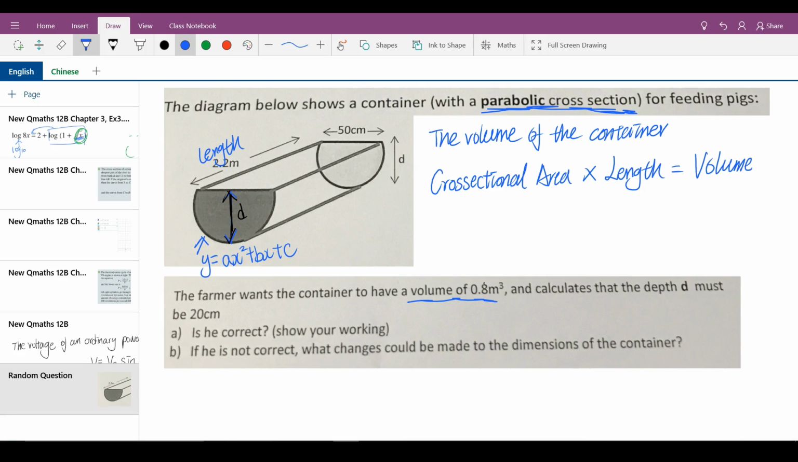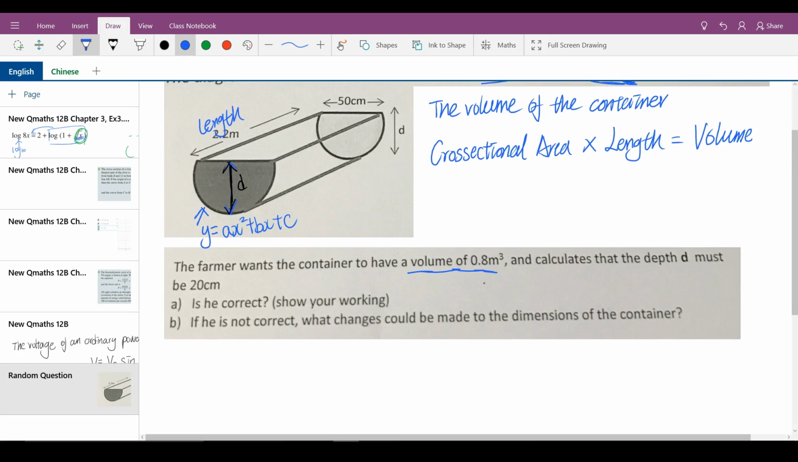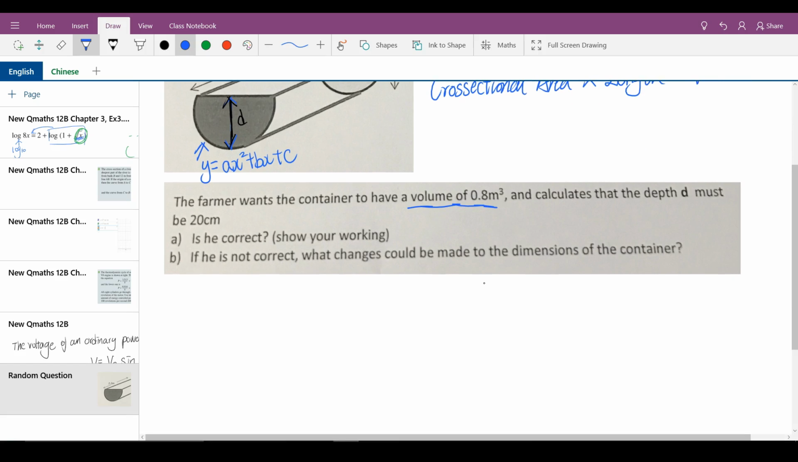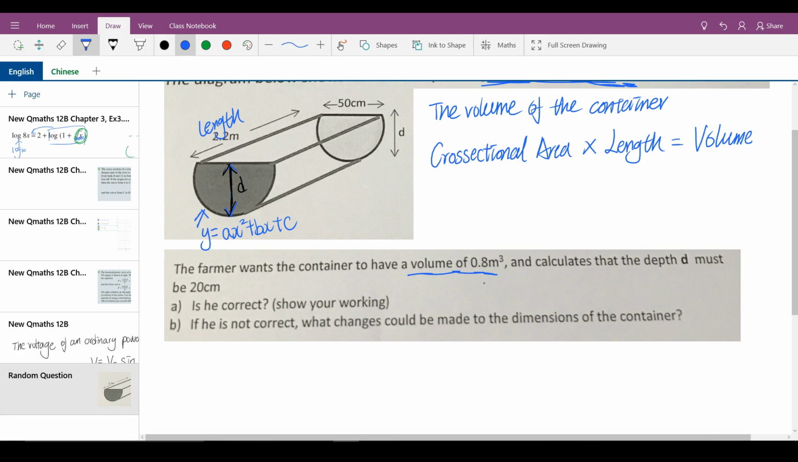Right? So we've got an area, we multiply by another dimension, which is a length, or you can call it height, the width, whatever you call it. And it gives you the volume, right? The third dimension of the object. All right. So first, we know the length in here is 2.2 meters. And we want the volume to be 0.8 meter cube.